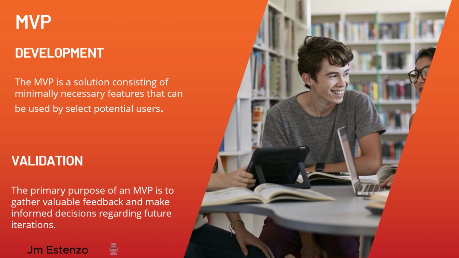Validation. The primary purpose of an MVP is to gather valuable feedback to make informed decisions regarding future iterations. The purpose of validation is to gather validated learning to inform the decision. If the value is validated but users request improvement or discover usability issues, you add or refine features for the next version. If users don't engage or the core problem is not being solved, you must either change your core assumption or stop development to avoid wasting resources.